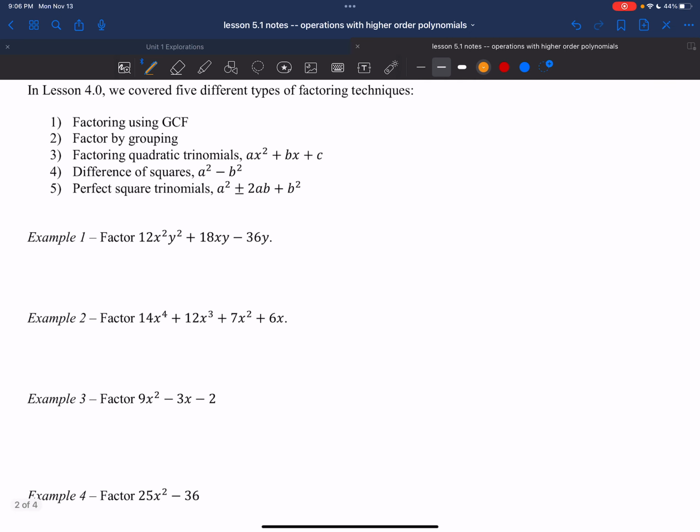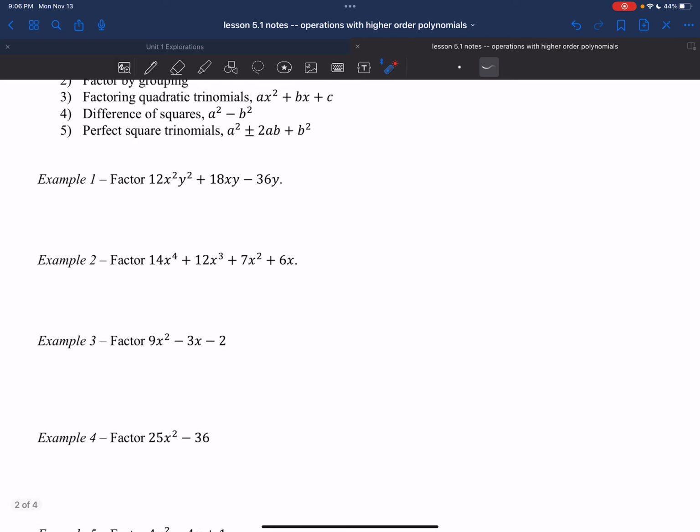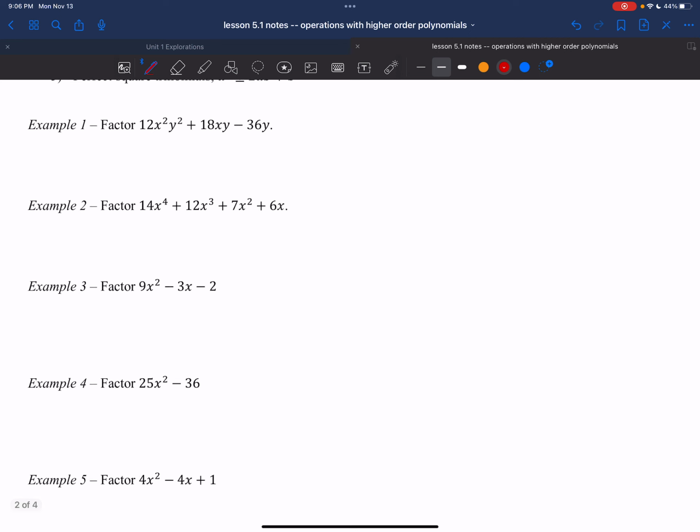Okay, in lesson 4.0, we covered 5 different types of factoring techniques. This is a review you can skip if you're really, really comfortable with it. So we talked about GCF, grouping, trinomials, difference of squares, perfect square trinomials. And so I've got just 5 examples here to review that really quick, okay? It's more of a classwork thing than it is necessary for this video, but why not?